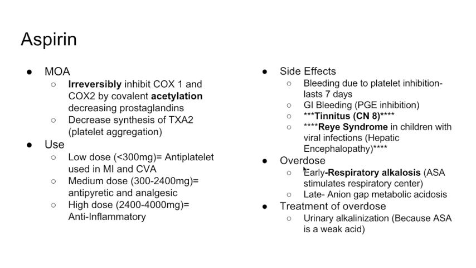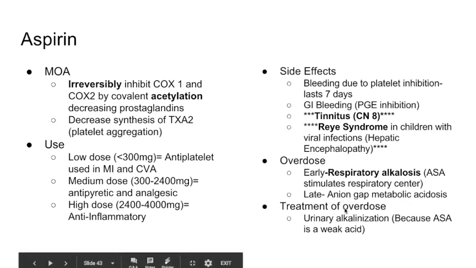Now let's go to overdose, because that's also important. With aspirin overdose, you'll get a bunch of things. You'll get tinnitus, of course, but you'll also get acid-base disorders. Early on you'll get respiratory alkalosis. The PCO2 will actually drop because aspirin directly stimulates the respiratory center, so you'll have hyperventilation. Late, you actually get anion gap metabolic acidosis. So it's very high yield that it causes both respiratory alkalosis and anion gap metabolic acidosis.